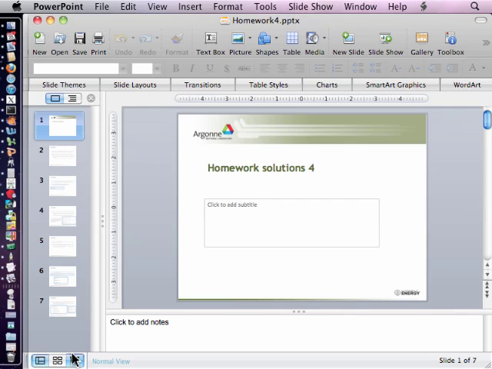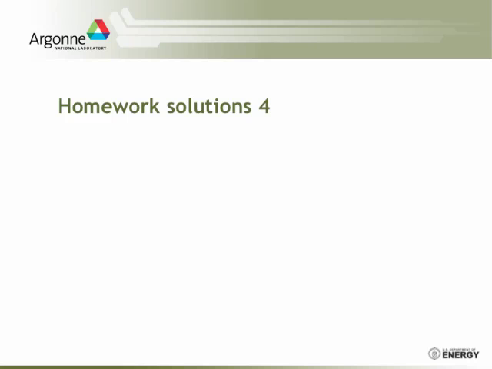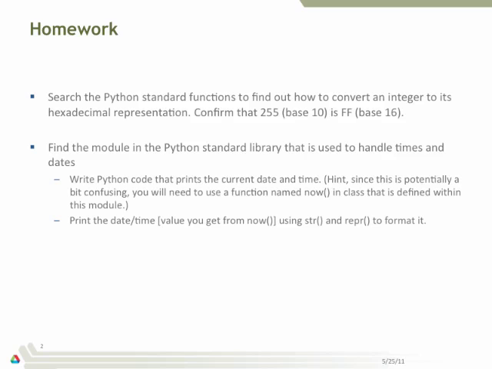Let's take a look at the more recent homework problem. In this one, I just showed you some stuff about the standard functions, the stuff that was built into Python, and then the Python standard library. And I sent you on a wild Google chase to find some information to print something out in its hexadecimal representation, and also to figure out how to get and print the current time. I'm not sure you'll ever use the first one, but the second one's a pretty useful thing to know about.